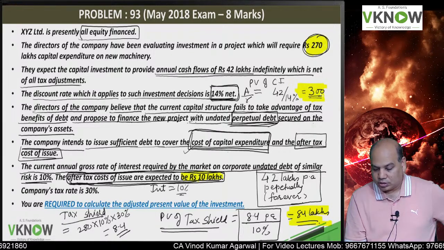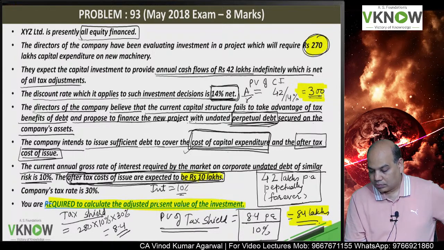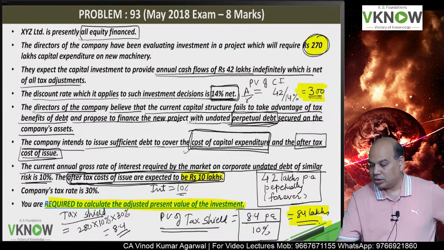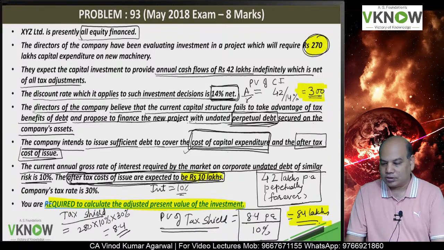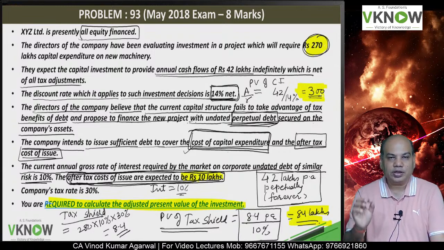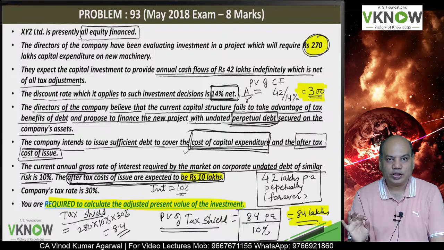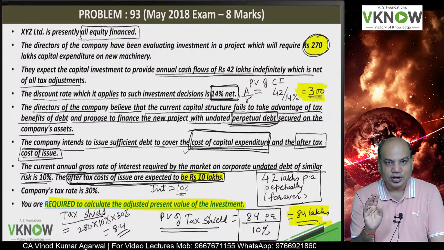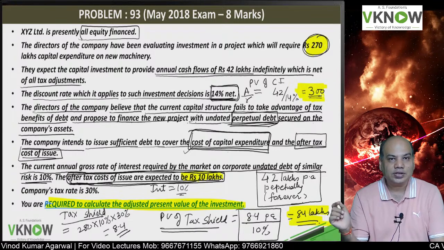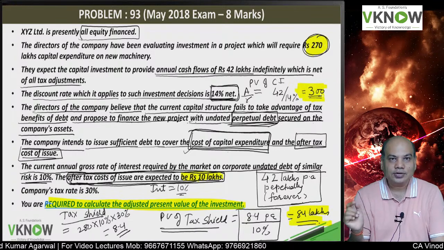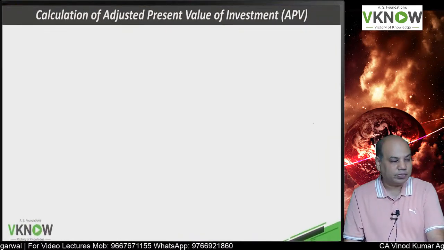104. So the answer of this question is adjusted present value will be 104 lakh. First base NPV: if the project is financed 100% by equity, your NPV is 30 lakh, then tax shield on interest 84 lakh minus issue cost 10 lakh, that is the answer. Very easy question but very important question.